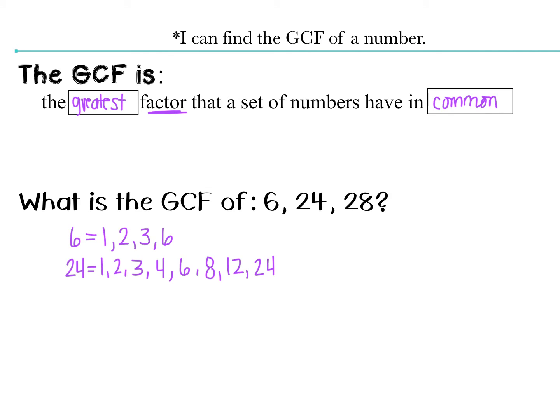And so we always match them up. 1 times 24, 2 times 12, 3 times 8, and 4 times 6. So I have all of my factors. All right, and then I'm going to list the factors of 28.